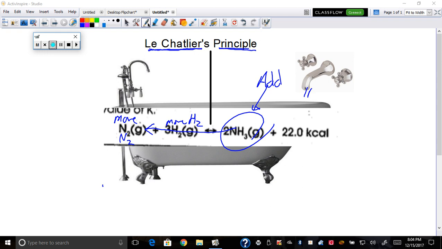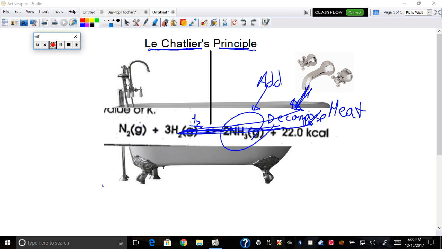Okay? Let's say I add some heat to the reaction. If I add some heat to the reaction, then the same thing is going to happen. I'm going to decompose the NH3, and you're going to get more H2 and more N2. Everything's going to flow this way. Why? Because I turned the faucet on. The water flows this way. The reaction flows this way. You guys rewind this video several times if you don't understand what I said.